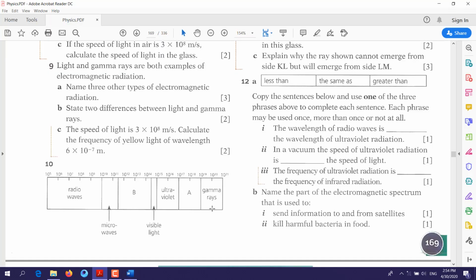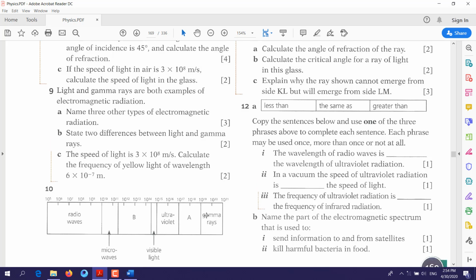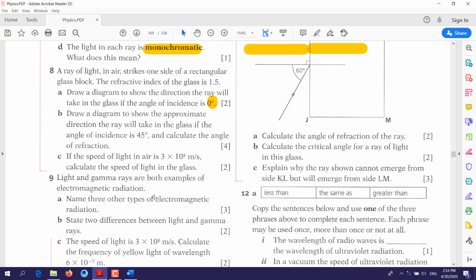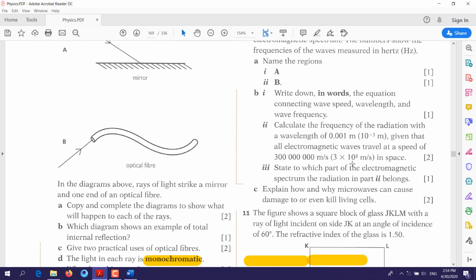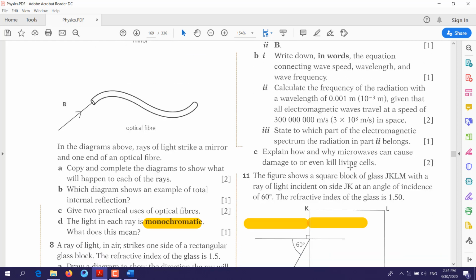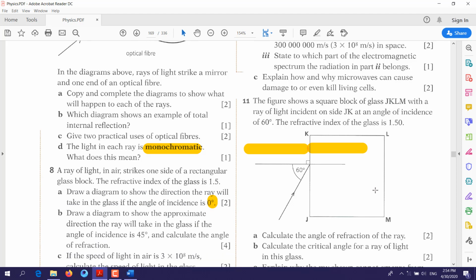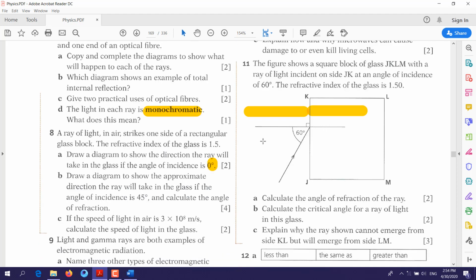Question 10 will be your task. Question 10 is the same as question 9. You will use the same formula, and you can apply the same information of question 9 to question number 10. And also question 11 will be your task.